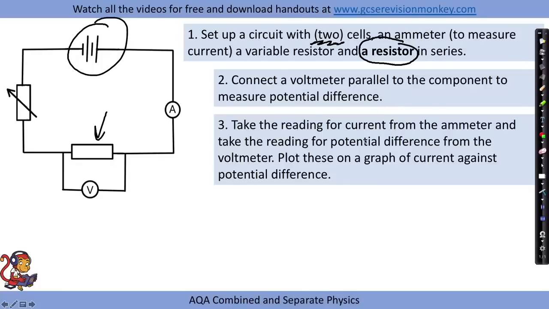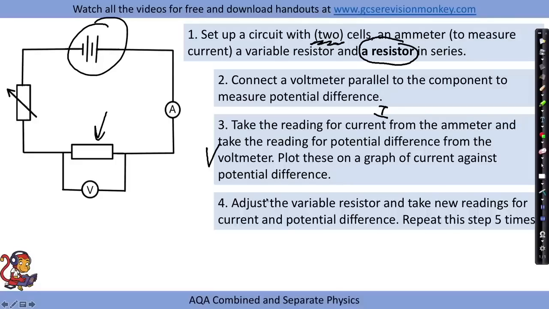We take the reading for current, which is going to be our I, from the ammeter, and take the reading for potential difference, which is going to be our V for the voltmeter, and plot these on a graph of current against potential difference. You may well say that you're going to put them in a table first and plot them later. Either is fine. We're then going to adjust the variable resistor, which is this component here, and take new readings for current and potential difference. And we're going to repeat this 5 times.